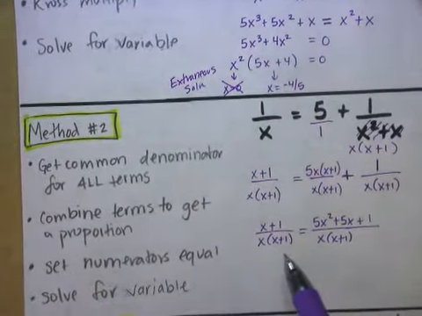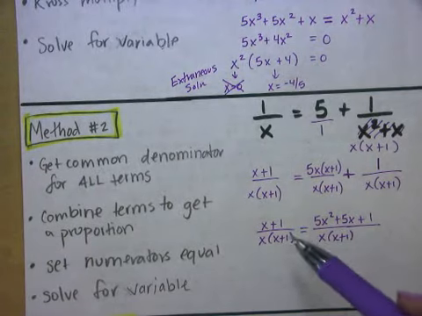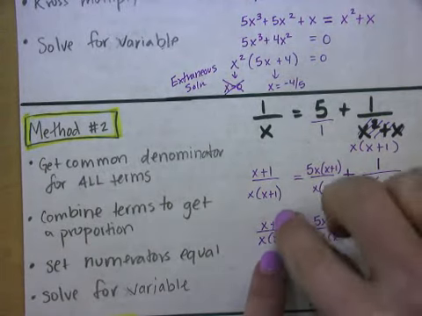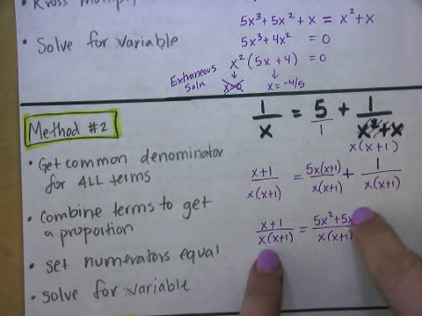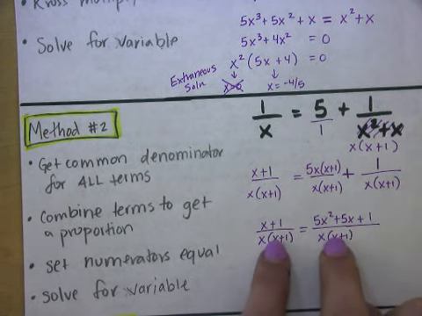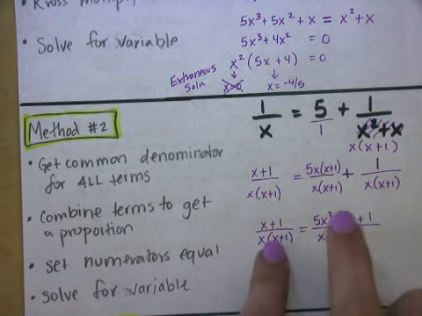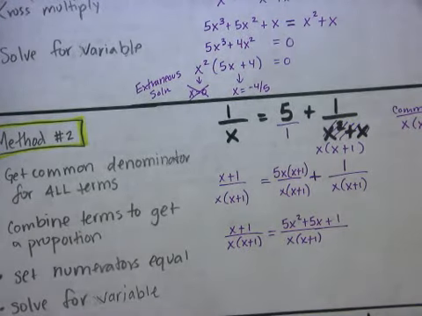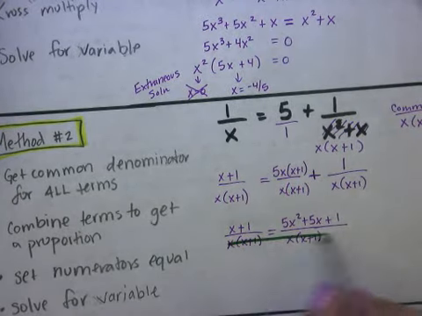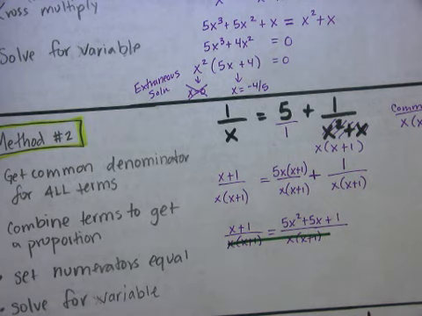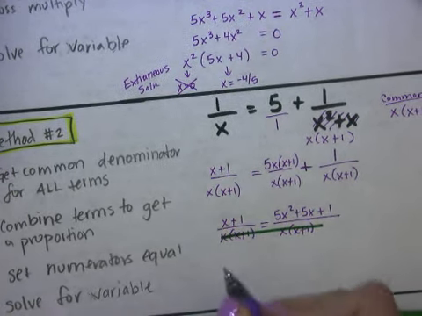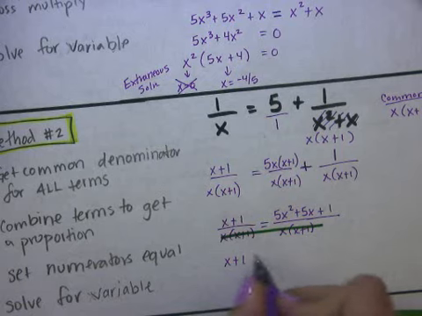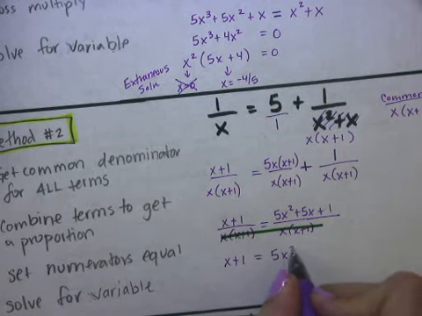So the nice thing is, if you have a proportion with common denominators, that means that this divided by this denominator equals this divided by this denominator. Since the denominators are the same, for these 2 fractions to be equal, the tops have to be the same. So what you can almost do, it's not really like you're canceling them out, but you can totally ignore the denominators if they're the same and just set the numerators equal to each other. So we have x plus 1 equals 5x squared plus 5x plus 1.